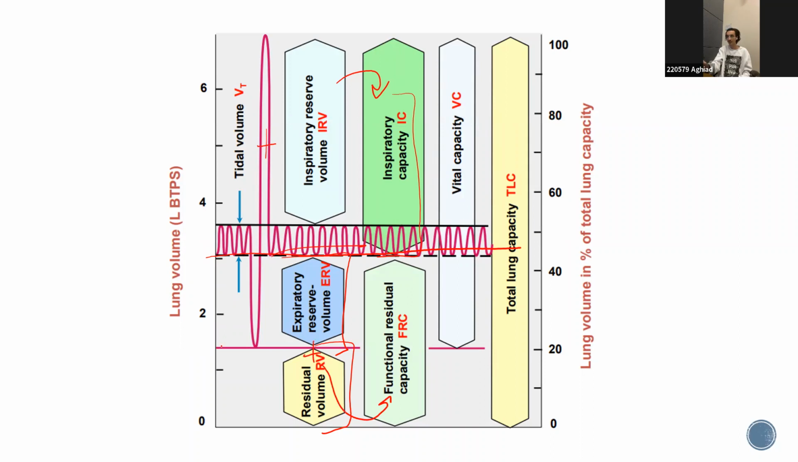Now, whatever we can change, right? So basically everything besides the residual volume is called vital lung capacity. And everything, including the residual lung volume, is called total lung capacity. Is that clear?